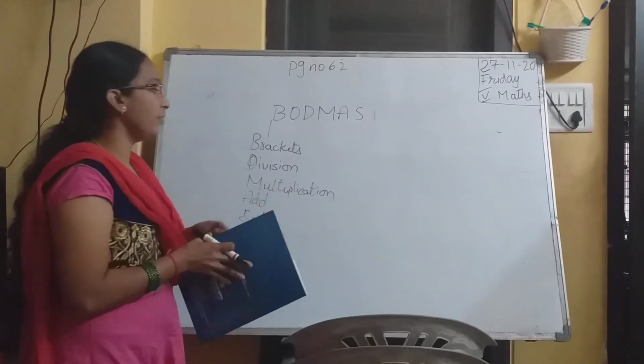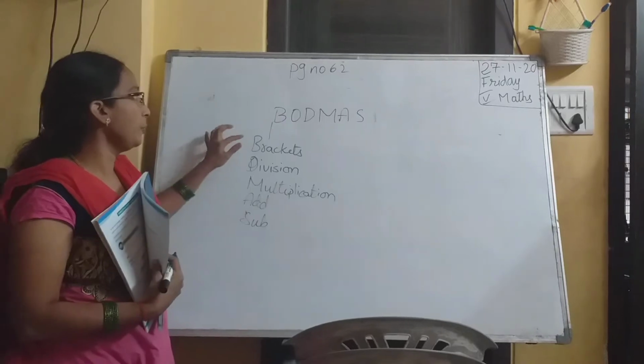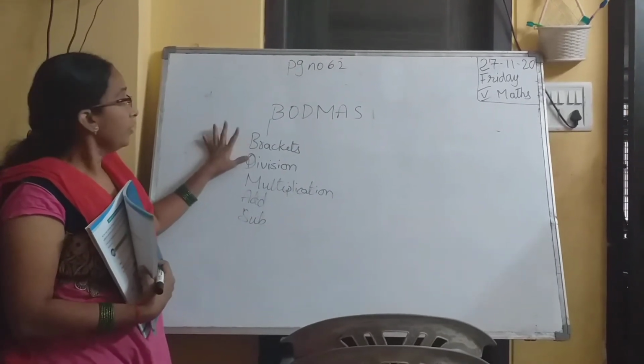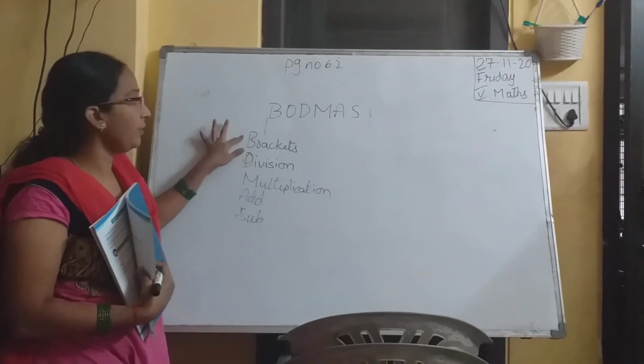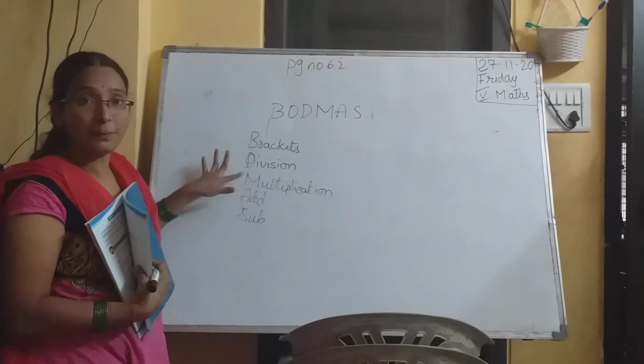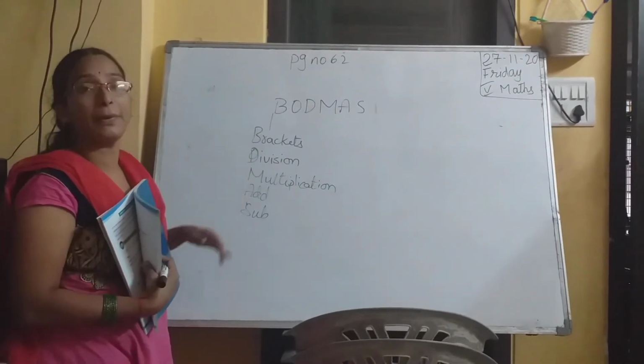Okay. Whenever they give you a sum, first you have to remove the brackets. So first you have to remove the brackets. Then you have to do division. Second step. Third step you have to do multiplication. Fourth add, then subtract. Okay.